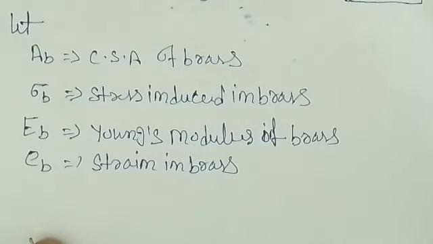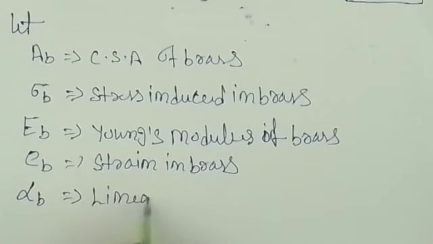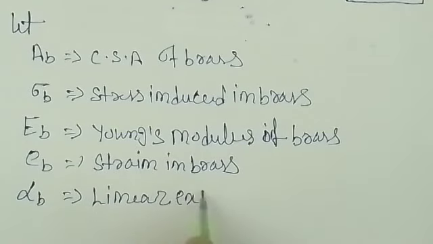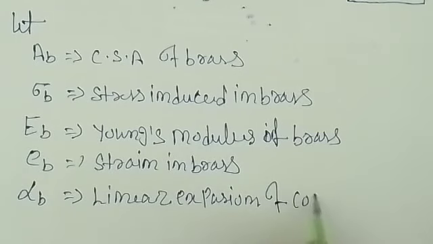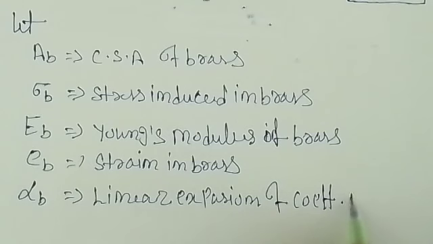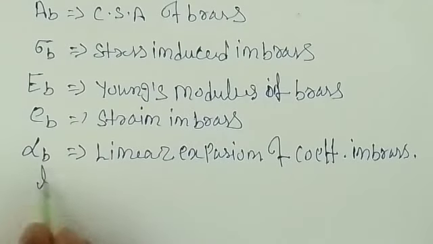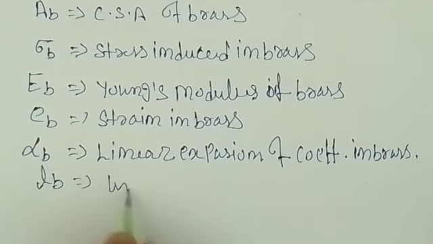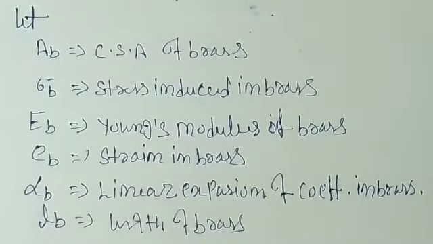Next you can say alpha b is the linear expansion coefficient of brass, and lb is the length of brass. So now these are the nomenclature for brass.